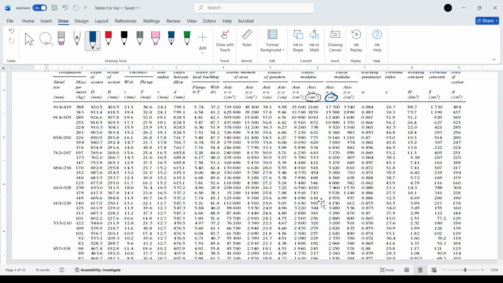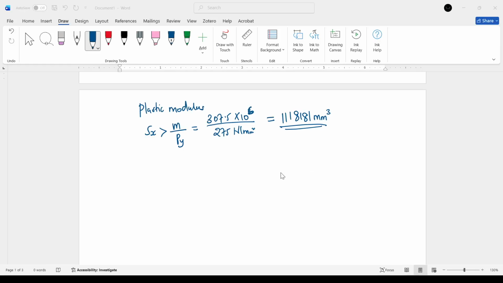So have you seen that the units are in centimeters cubed? So we are going to convert our units to centimeters cubed right now. So we go back to our document. Okay, go back to our Word document. So convert that to centimeters cubed.